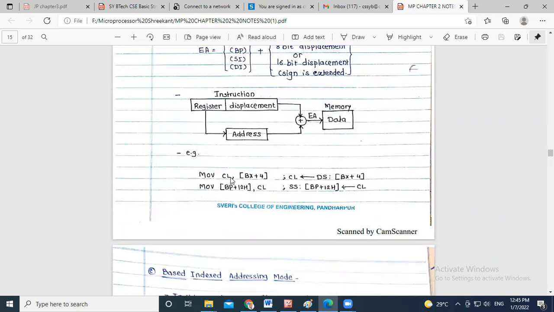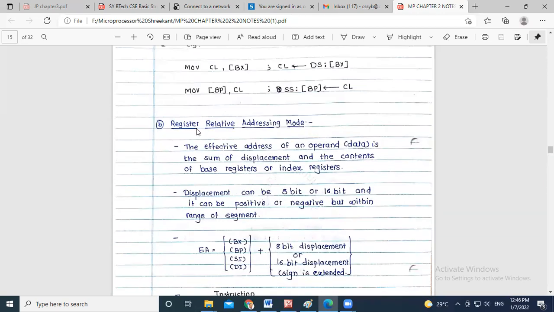In that, MOV CL, BX plus 4, so an extra 4 is added here, and in the next example BP plus 12h. That is relative, whatever extra value we have added. BX is a particular location plus the fourth location, and whatever value it contains, so it becomes relative. That's what we call the register relative addressing mode.